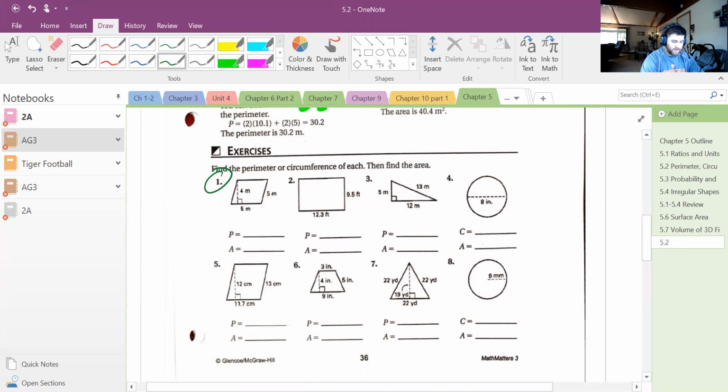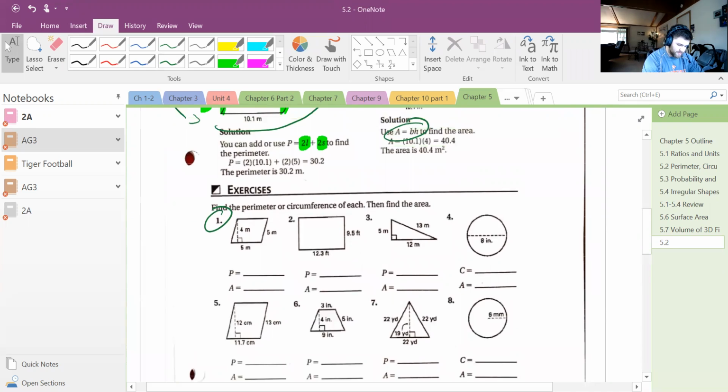Okay, number 1. So first things first, what type of shape? Parallelogram, right? So your perimeter, remember, is going to be the same all around. So if this is 5, that's 5. If this is 5, that's 5. So it's 5 plus 5 plus 5 plus 5, or 5 times 4, it's going to be 20 meters.